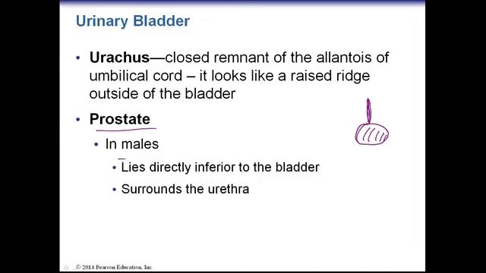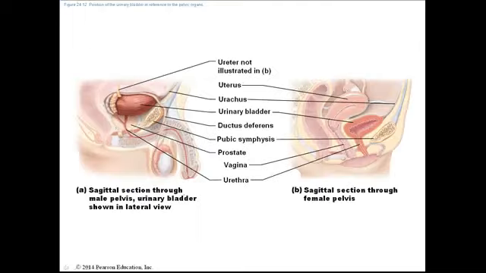The prostate in males lies directly inferior to the bladder, so the prostate is right here, and the urethra goes right through it. So the uterus, in a female, is superior and anterior to the bladder. So you can see if she's carrying a baby in here, it's going to squish her bladder. That's why they have to go to the bathroom all the time. So you can see it has a very bizarre shape here.